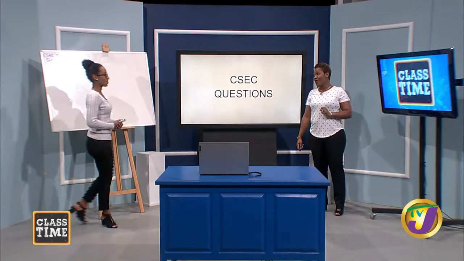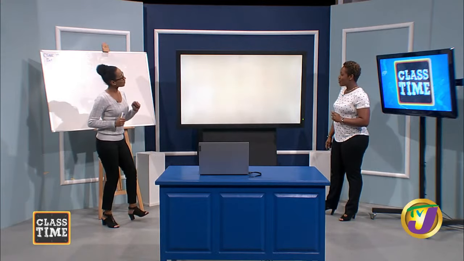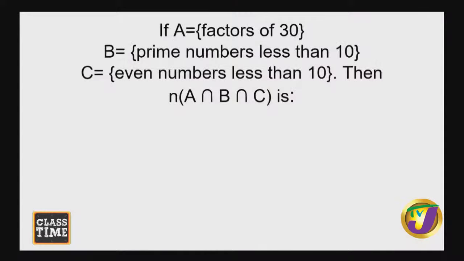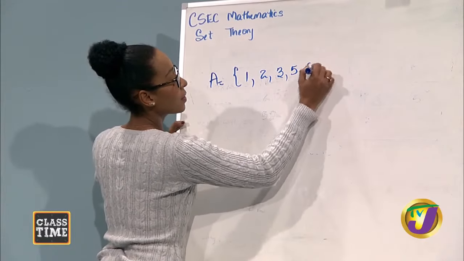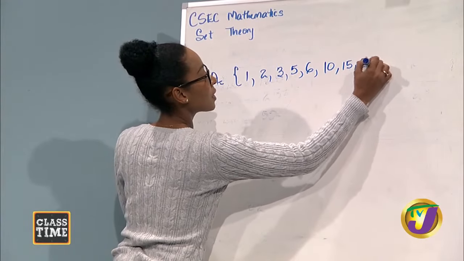Finally, time for CSEC questions. Let's see what the first one is. So set A, I'll write them for you. Factors of 30. I want to list them here. So it's 1, 2, 3, 5, 6, 10, 15, 30.